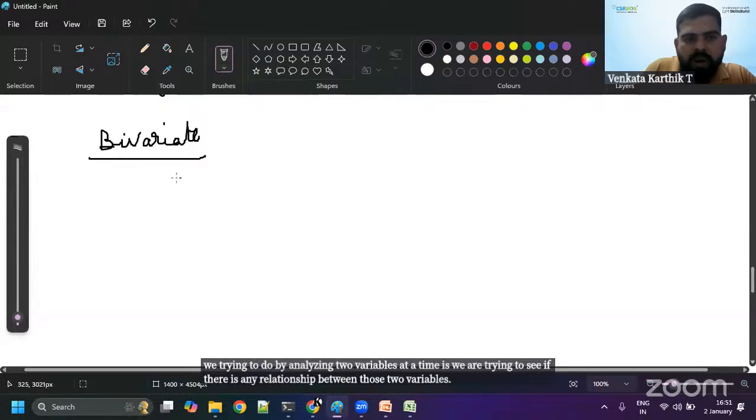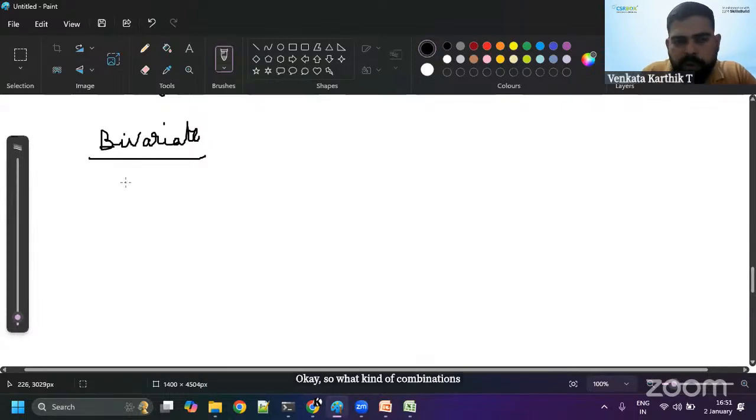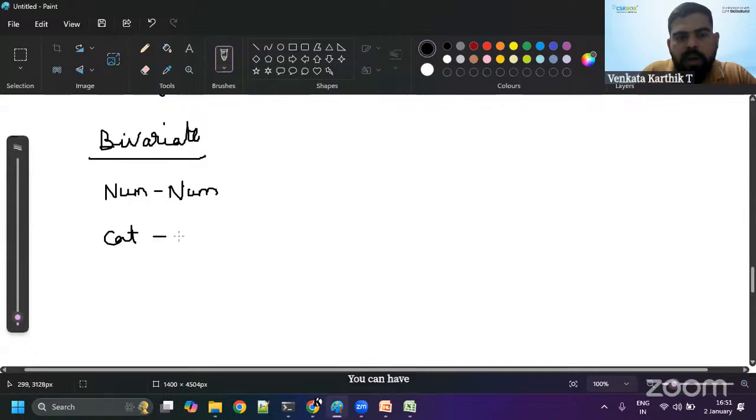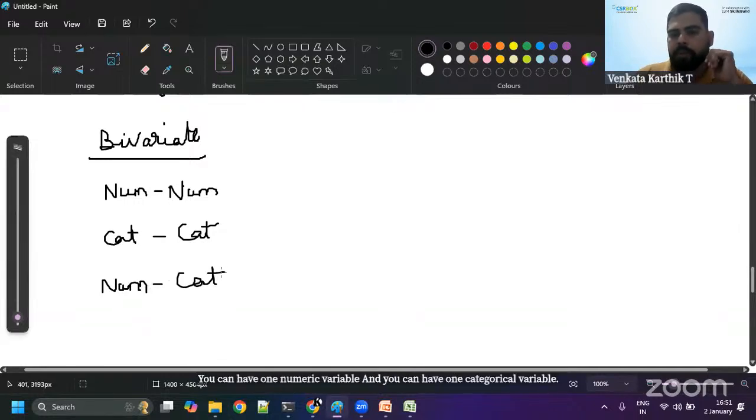So what kind of combinations are possible when you're doing bivariate? You can have one numeric variable and another one is also a numeric variable. You can have one categorical variable and another one is also a categorical variable. You can have one numeric variable and one categorical variable. All combinations are possible, right? So now, how do we analyze these kinds of combinations?